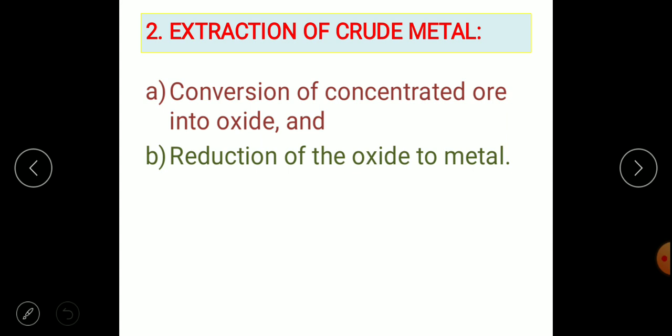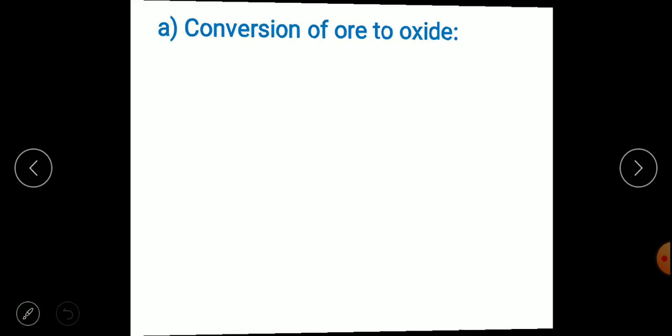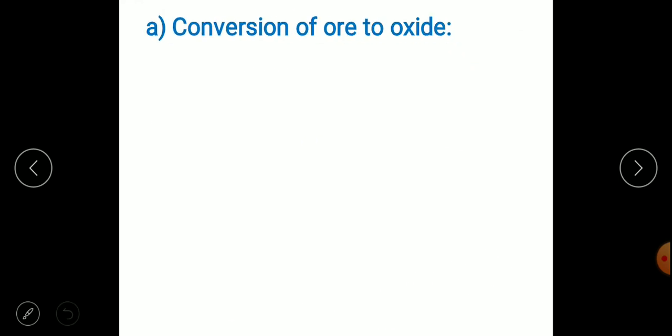So this can take place by two different methods: conversion of concentrated ore into oxide and reduction of the oxide into the metal. So first we convert the concentrated ore into oxide, followed by converting that oxide into metal. So first is the conversion of the ore into the oxide.